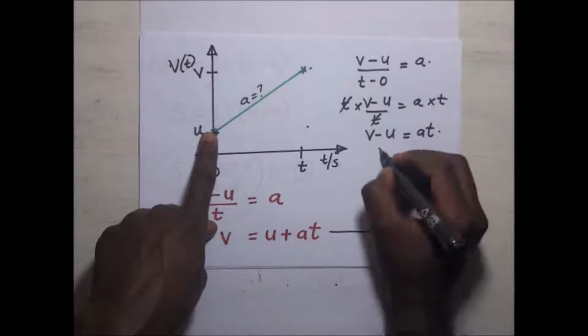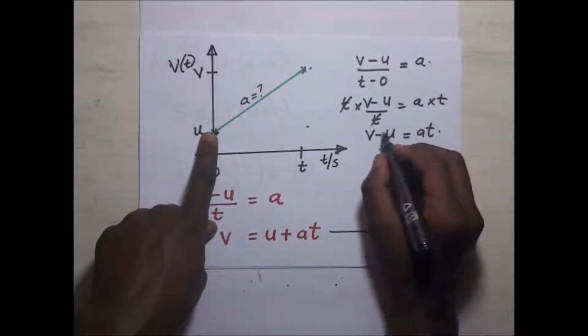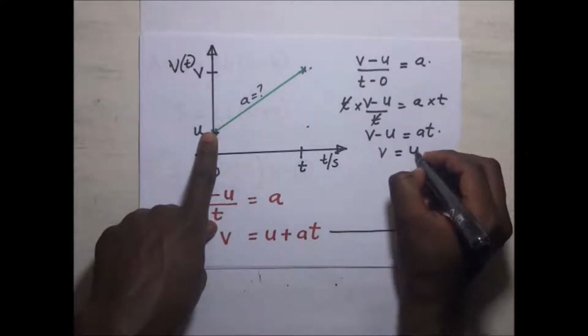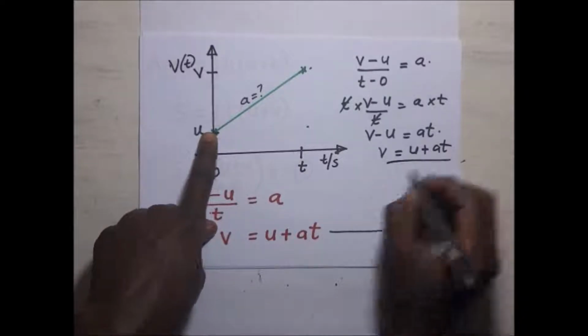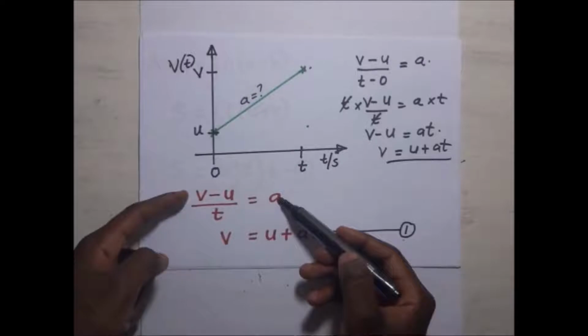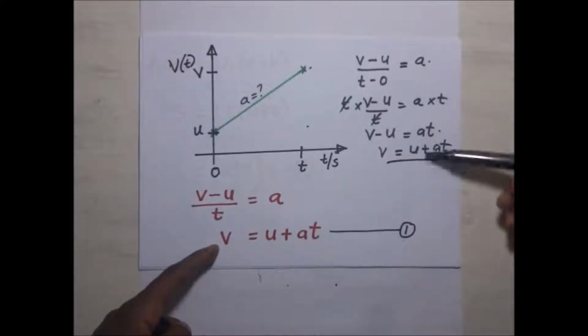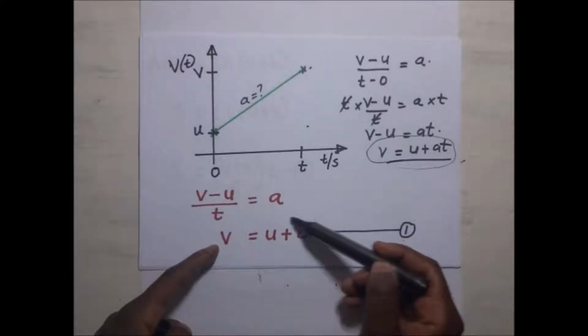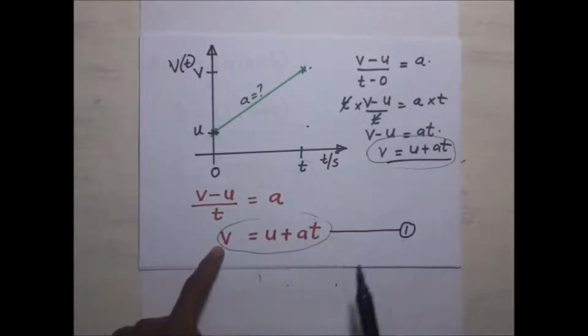When we make v the subject of the formula, u goes to the other side, v becomes u plus at. Just here, v minus u over t is equal to a, and this step comes to that. This is how we arrive at this, which is that. Now that makes up our first equation of motion, v is equal to u plus at. So now we are going to go on to the next equation of motion.